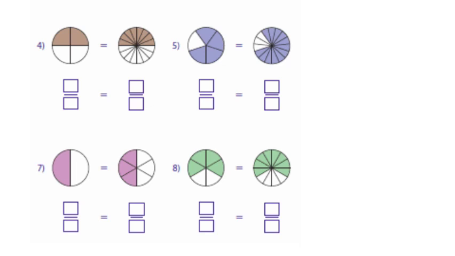So here we have just some pictures. Let's look at this first one, the brown one. It's showing that there's 2 chunks shaded out of a total of 4.